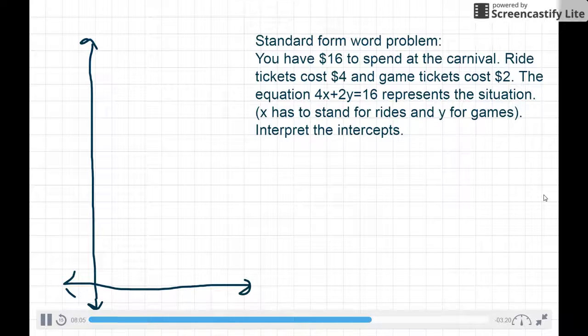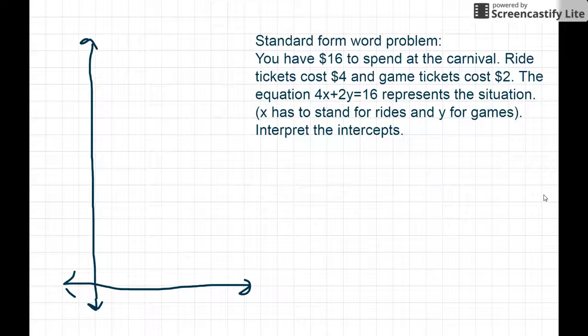And then you can see here in parentheses, it says x has to stand for rides. And how I know that is because you have to go back up to the problem, and it says that ride tickets are $4. So that's why I can see that the 4x stands for rides, the 2y stands for games, and the 16 is the total that I have to spend.